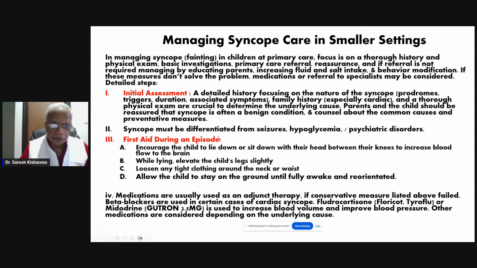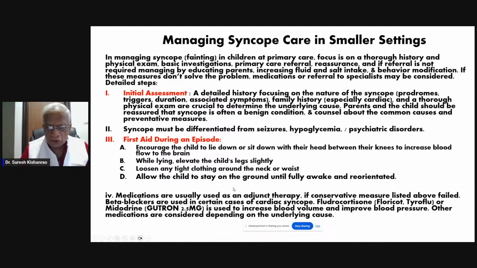During an episode, follow these basic first aid. Encourage the child to lie down or sit down with their head between their knees to increase the blood flow to the brain. While lying, elevate the legs slightly. Loosen tight clothes if there are any around the neck or the waist. Allow the child to stay on the ground until it is fully awake and reoriented.